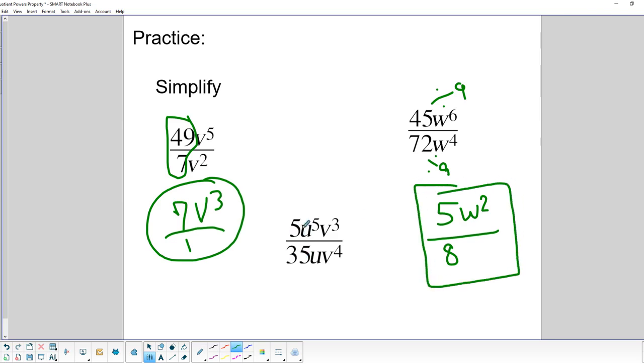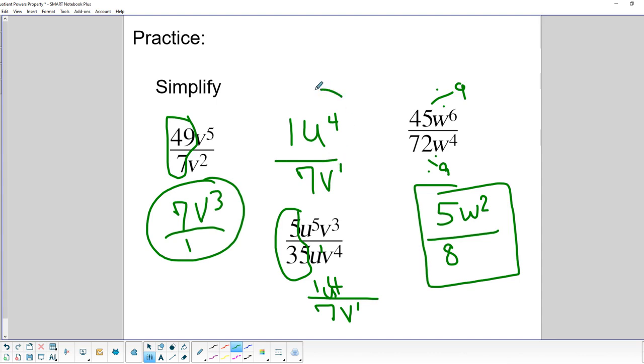All right, on this one, we've got 5 over 35. 5 will go into each of those. 5 will go into itself 1 time and 35 7 times, so that leaves us with 1/7. There's 5 u's on top, 1 on the bottom, so u to the fourth on top. And then v to the third over v to the fourth, so that means that we have v to the first, or just v on the bottom. So let's write that one more time. 1u to the fourth over 7v to the first. And there we have it.